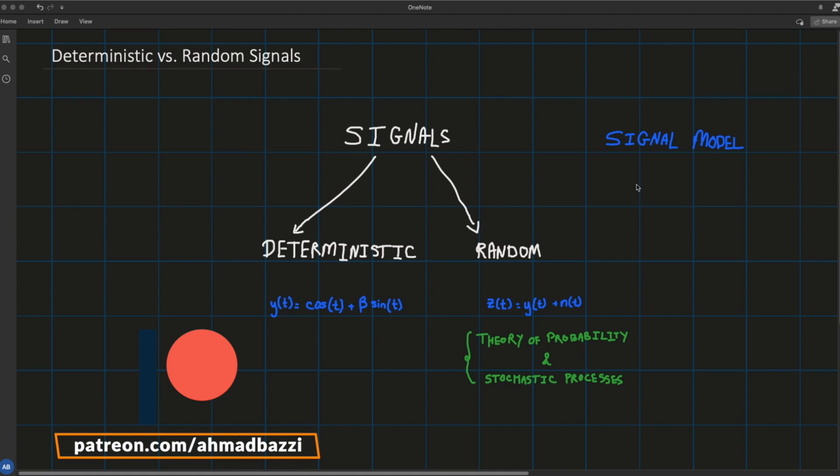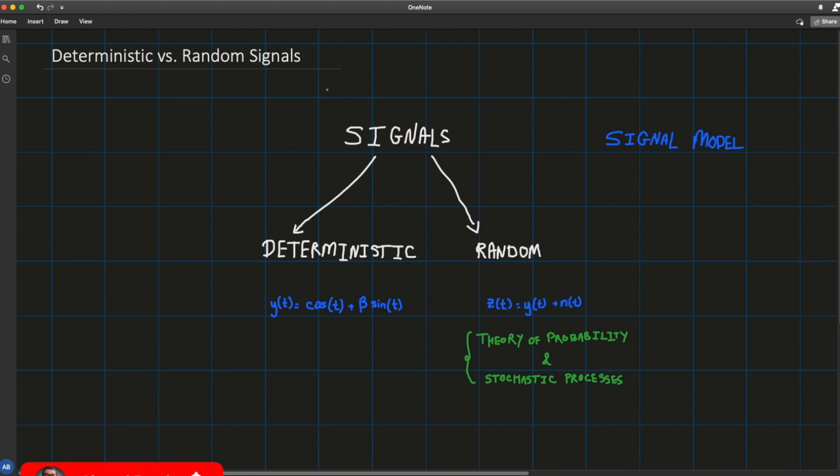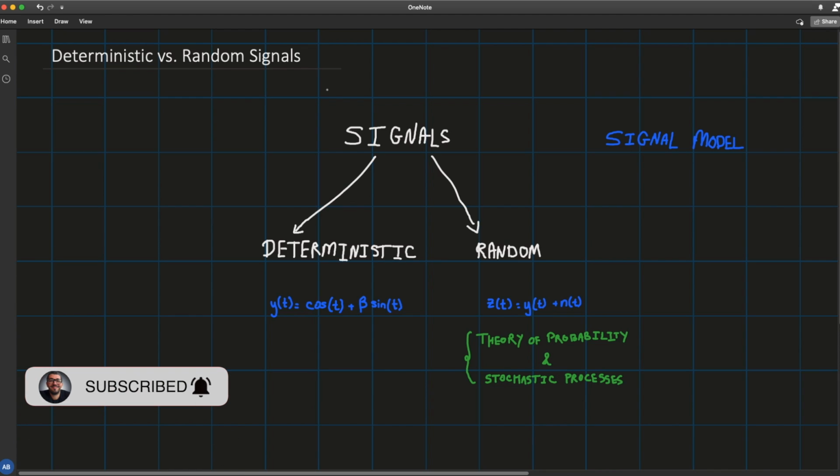So in this one, we're going to talk about the difference between deterministic versus random signals. This is the last lecture on signal classification. So no more signal A versus signal B as we did in previous lectures. This is the last one. And I hope that this lecture is going to be clear on what deterministic signals are and what random signals are. What's the difference between those two types of signals, and why do we do such a classification? So without further ado, let's get started.